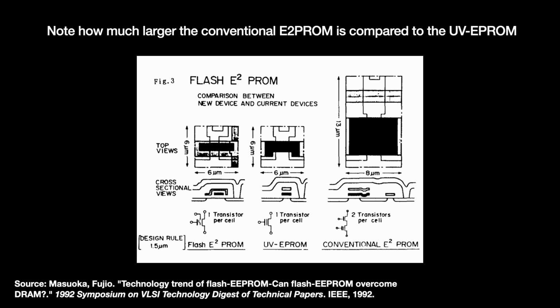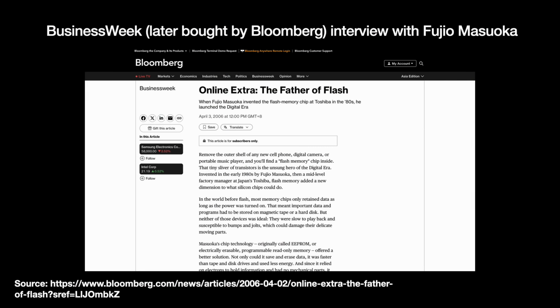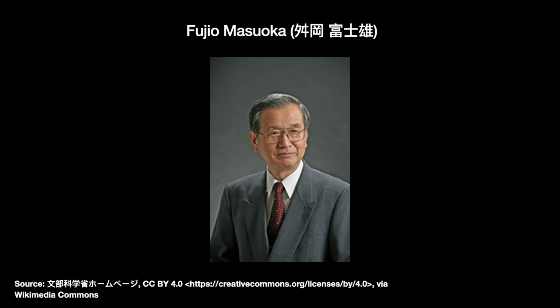In 1980, a researcher at Toshiba named Fujio Masuoka started a project to simplify an E-squared's two-transistor structure. In a 2006 interview with Businessweek, he said that he wanted to create a chip that could, quote, one day replace all other memory technologies on the market, end quote. A chip that can replace DRAM due to it being cheaper, and a chip that can also replace the floppy and hard disk drive markets, then worth over $90 billion worldwide.